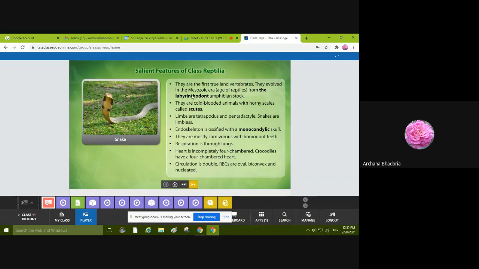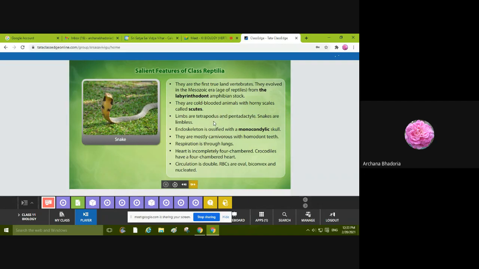They evolved in which era? The Mesozoic era. And the giant reptiles are which ones? Can you say? What are those giant reptiles? Dinosaurs. Yeah, dinosaurs. They were reptiles only. So the Mesozoic era is called the age of reptiles. And now they are cold-blooded animals, so you can keep writing the features.